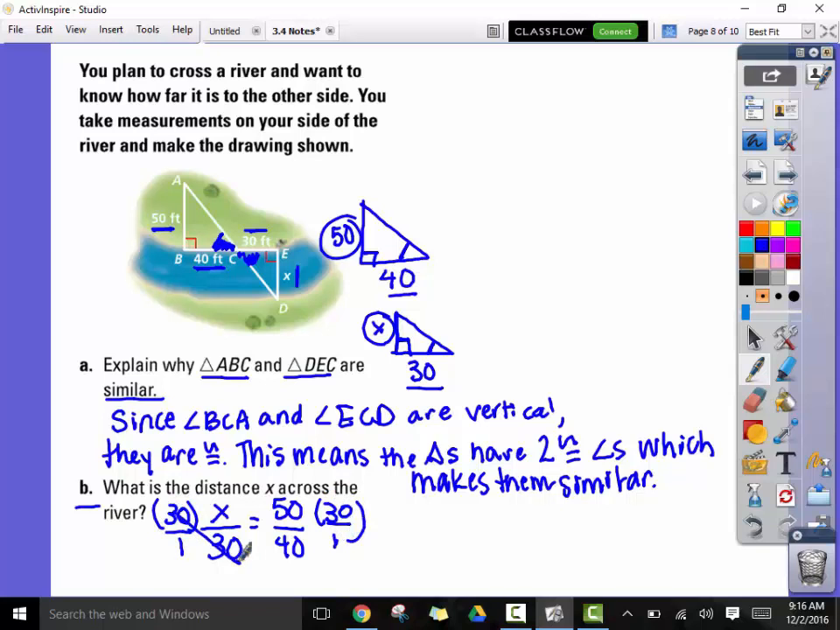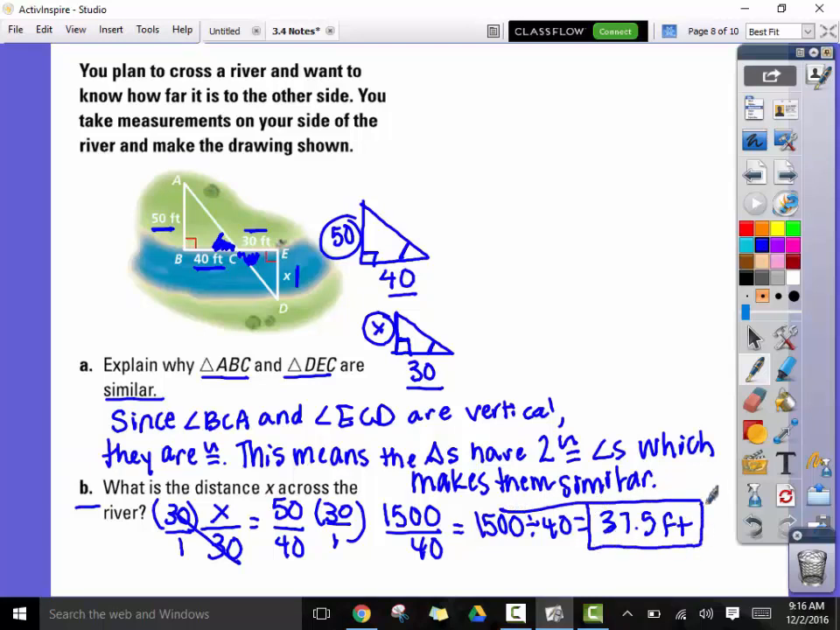These cancel. Okay, 50 times 30 is 1,500. 40 times 1 is 40. When I simplify that, it's 1,500 divided by 40, which is 37.5 feet. This one is where it's a little bit more difficult to use scale factor because you don't have a nice whole number. So that right there is 37.5 feet, the distance across the river.